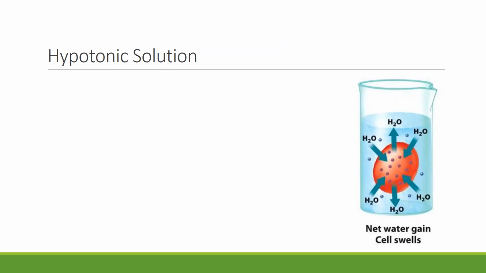Another type of solution is a hypotonic solution. The prefix hypo means below or less than. A hypotonic solution is a solution that is less concentrated than the cells. If that's the case, it means that water is more concentrated outside the cells. Since water moves from an area of higher concentration to an area of lower concentration, and only water can move because the pores are so small, water is going to move from the outside solution inside the cell, causing the cell to expand and sometimes burst.